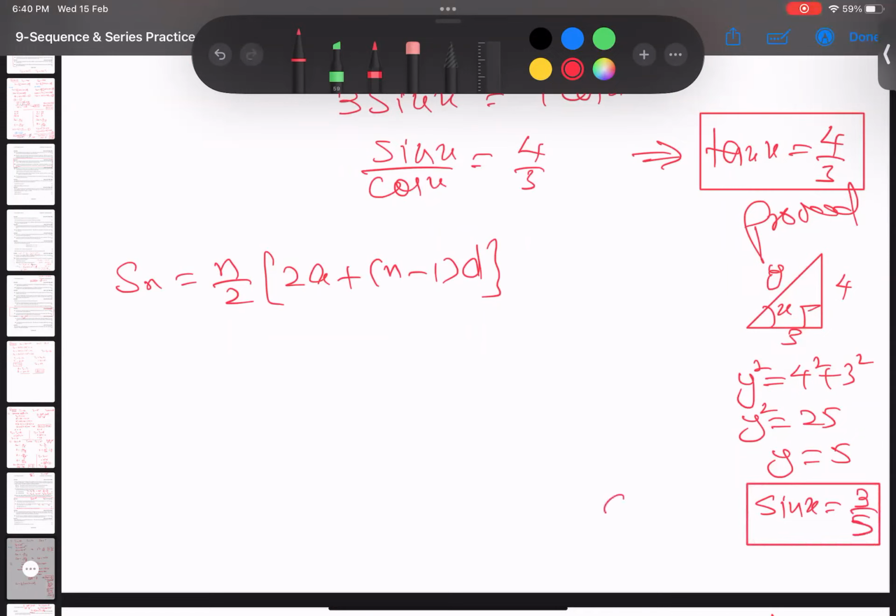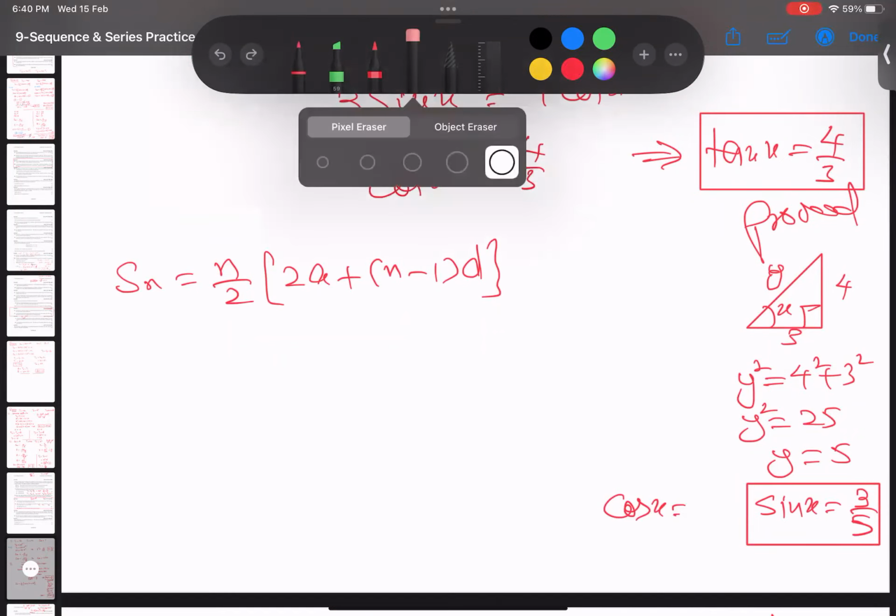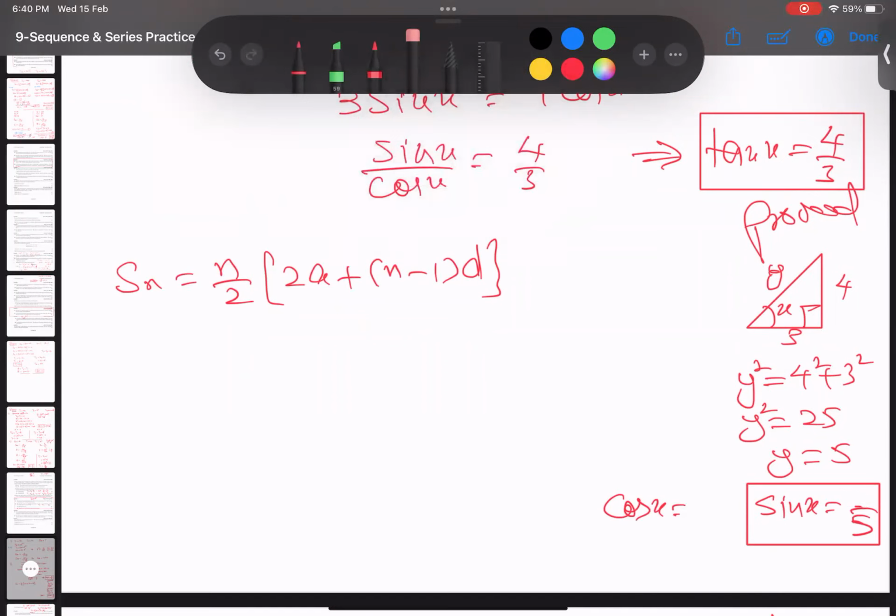And if I ask what is the cos value, sir, you can ask me here. Opposite by, sorry, I made a mistake here. Wait a minute. There's a mistake here. Sine is always opposite by hypotenuse. So 4 will come here, and cos is adjacent by hypotenuse. So it means 3 over 5 here.